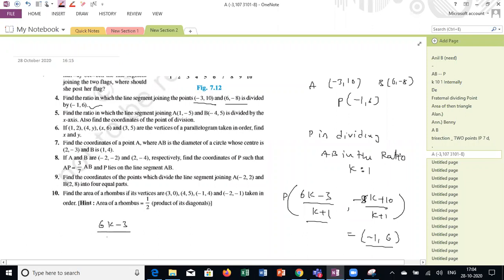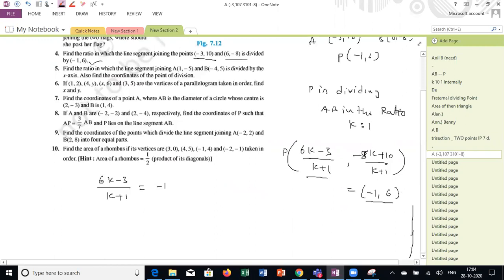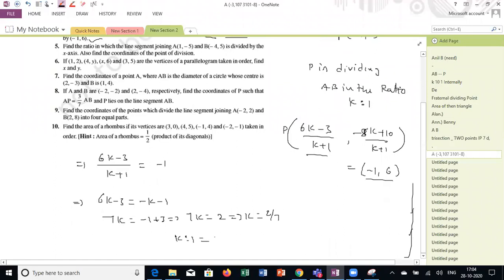(6k minus 3) by (k plus 1) is equal to minus 1, and after cross multiplication I get 6k minus 3 is equal to minus k minus 1. 7k is equal to minus 1 plus 3, so 7k is equal to 2. So k is equal to 2 by 7. That is nothing but k:1 is equal to 2:7. So the ratio which divides the line according to the given data is 2:7.